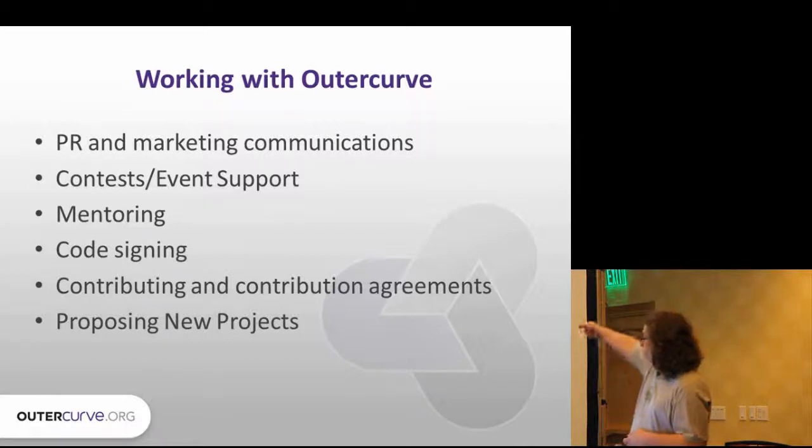We provide code signing. This is something we're just starting, although we've actually provided it for a couple of years, but we've kind of done it on an ad hoc basis. Projects want to have their binaries signed to make sure that you're actually getting the legitimate code from OuterCurve.